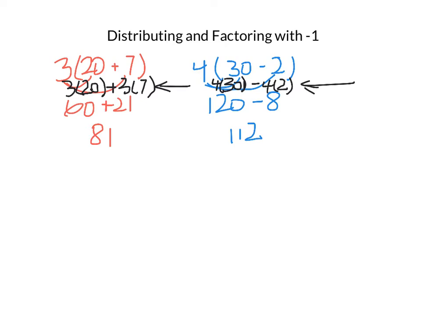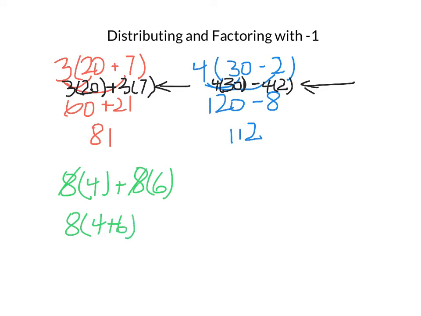So if I had something like 8 times 4 plus 8 times 6, instead of trying to do 32 plus 48, I could factor out the 8 because that's what they have in common. So I put the 8 in front, and what I'm left with, once I take those out, is 4 plus 6. Of course, from here it's easier to make this 8 times 10, which is 80.